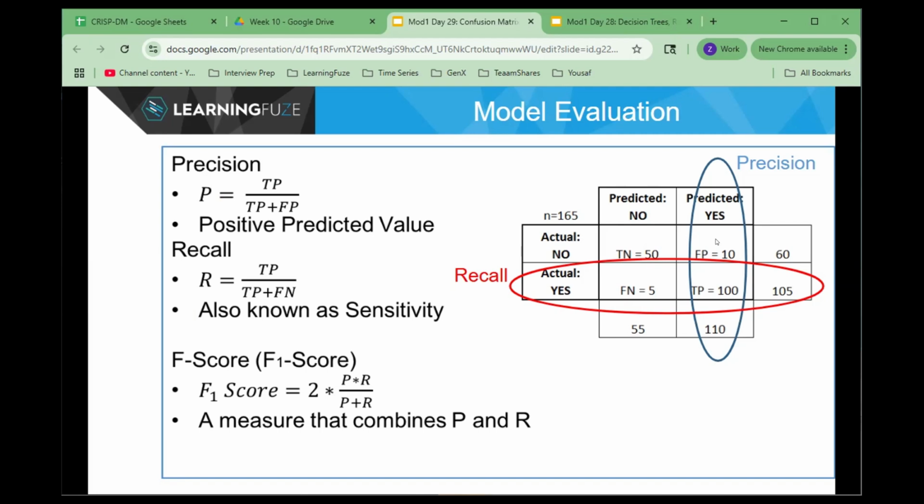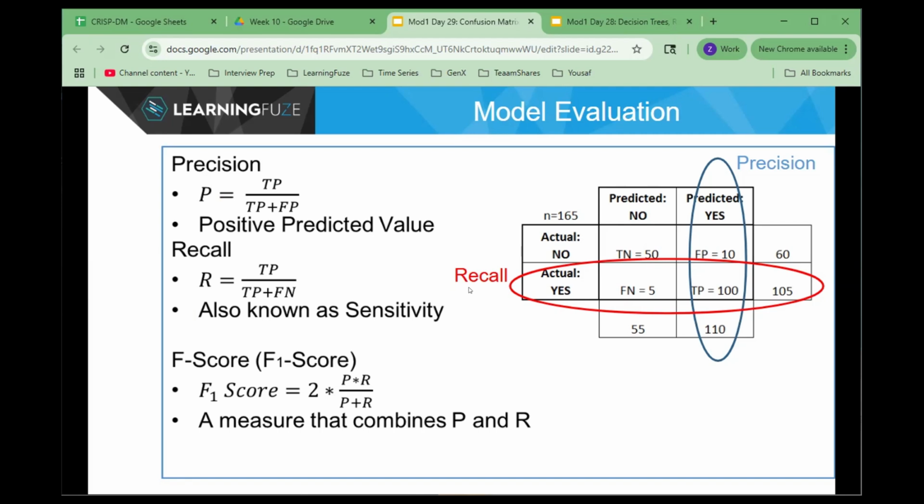But as I said, healthcare is a prime use case for recall, because the cost of missing a diagnosis is very high. Does that make sense? Any questions on that? You can think of precision as the accuracy of the yeses, and recall is like a finder. How often can you find the yeses? Yeah, you can think about that.